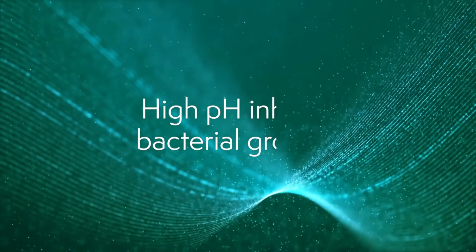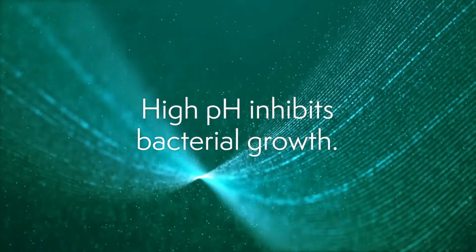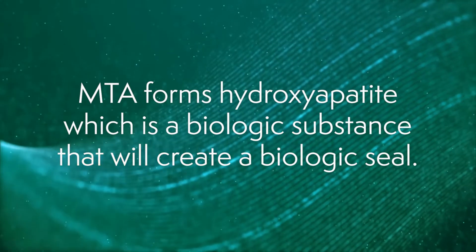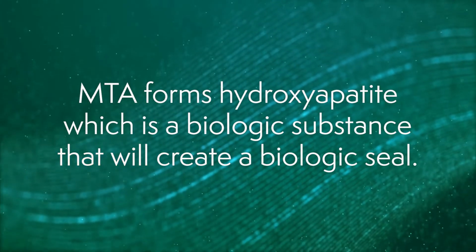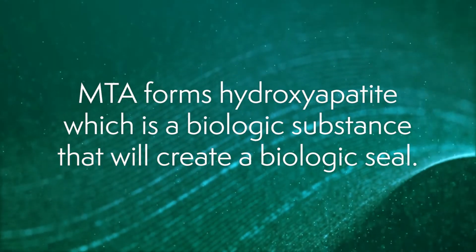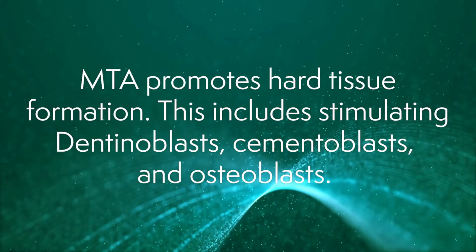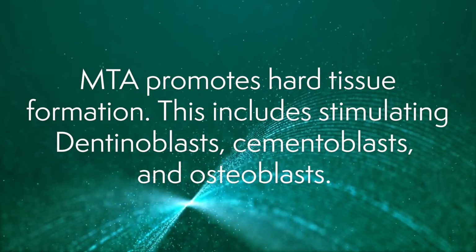As I said at the beginning, I want to keep this fairly simple. So let me just list several ways that MTA affects the tooth and the vital tissues. Number one, as I previously mentioned, the high pH inhibits bacterial growth. Number two, MTA forms hydroxyapatite, which is a biologic substance that will create a biologic seal. Number three, MTA promotes hard tissue formation.